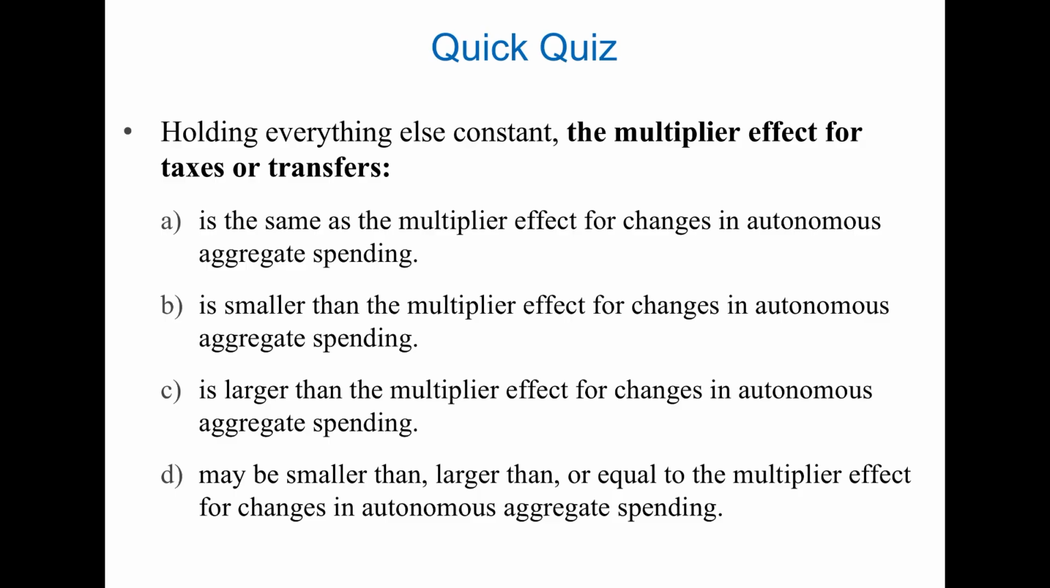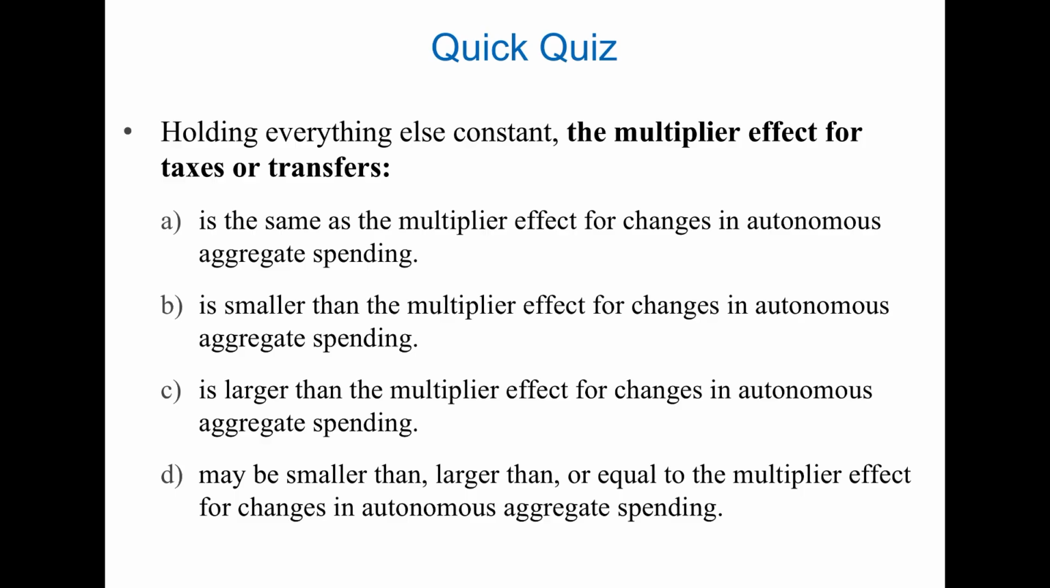We just discussed that it's a difference. One formula for calculating is 1 over 1 minus MPC. The other formula is MPC over 1 minus MPC. So that's not possible that we get the same result. So is it smaller than the multiplier effect for a change in autonomous aggregate spending? And we observe that yes, when the multiplier is on taxes and transfers, it is smaller than if it is a discretionary change.